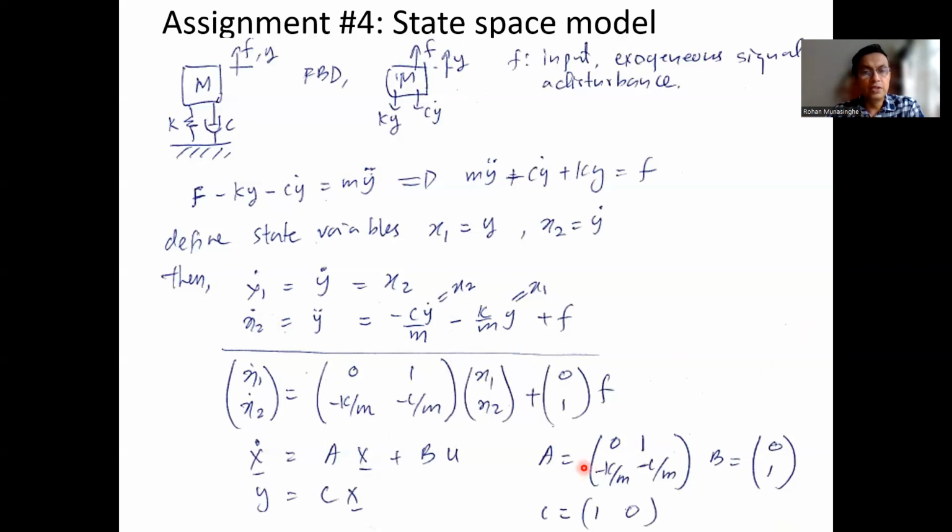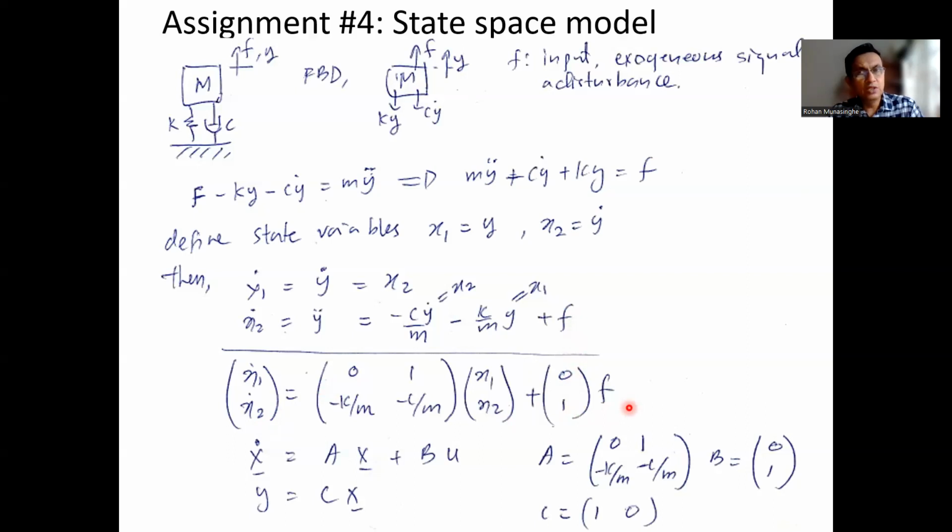Now, when you assemble the system, on the left hand side you have x1 dot, x2 dot vector, the rate of change of state variables. On the right hand side you have x1, x2, that's the state vector. In front of that you have the connection matrix, the system matrix. And also on the right hand side 0 1 f.